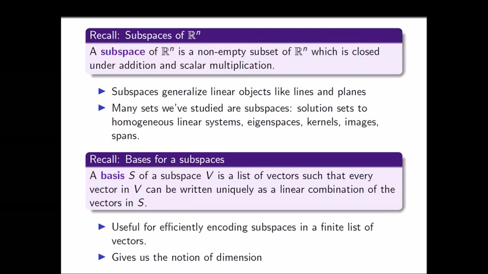Then we learned about something called a basis for a given subspace. A basis is a list of vectors such that every vector in V can be written uniquely as a linear combination of the vectors in S. Remember that a basis spans the subspace V and is also linearly independent.